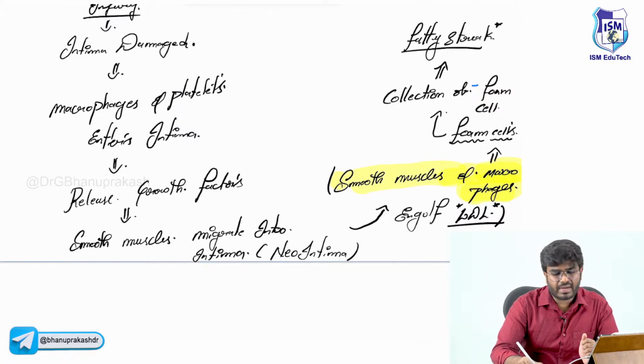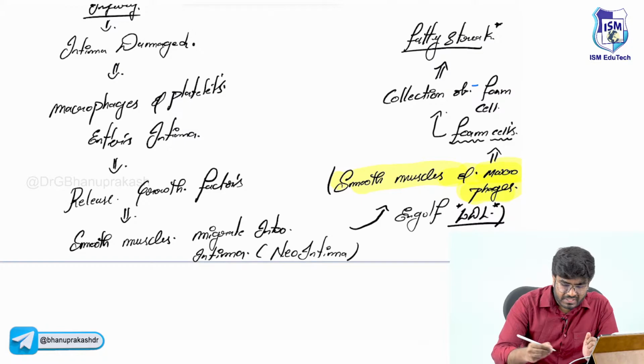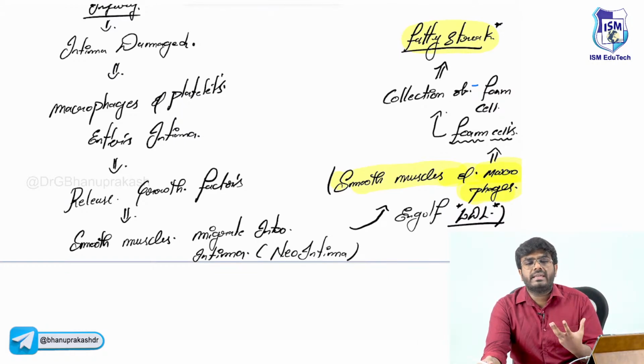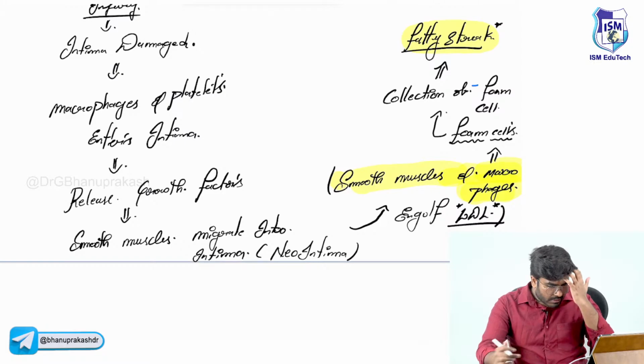Okay, now this fatty streak is important, sir. It's the first visible or first morphological change that is seen. The first morphologically visible thing in atherosclerosis is the fatty streak. So now tell me what happens.